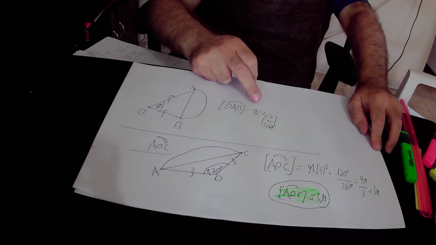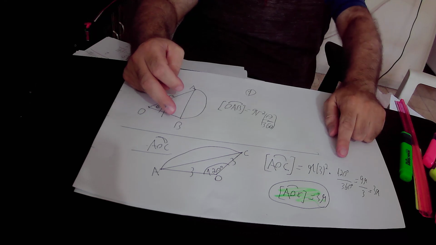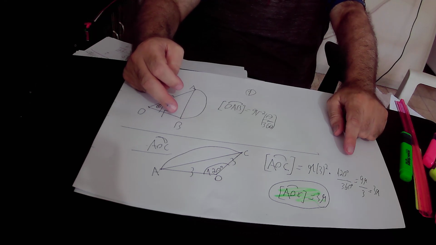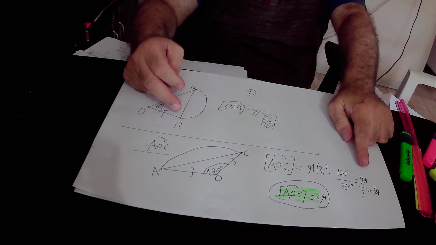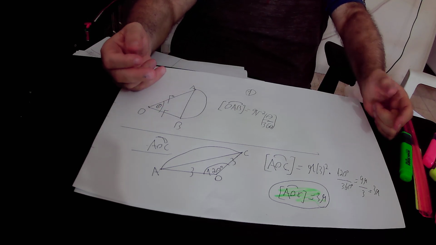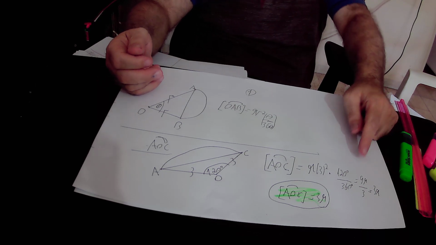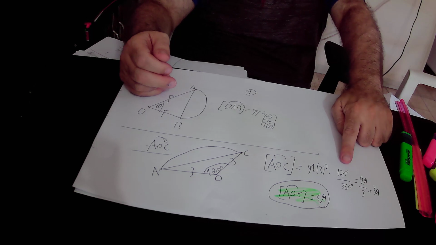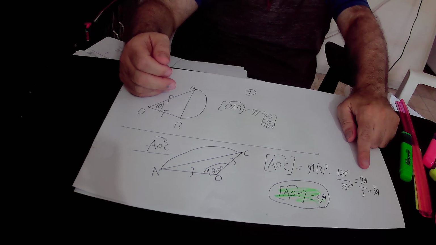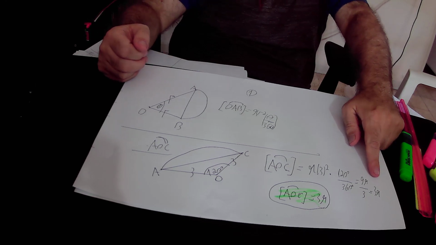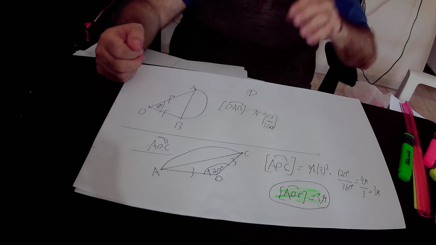Pi r squared is pi times 3 squared. Theta is 120 degrees over 360 degrees. 3 squared is 9, so in total this expression equals 9 pi. 120 degrees over 360 degrees is 1/3. So in total this expression will be equal to 9 pi over 3. 9 over 3 is 3, so in total this expression equals 3 pi. So we found out that the area of sector AOC equals 3 pi square units.